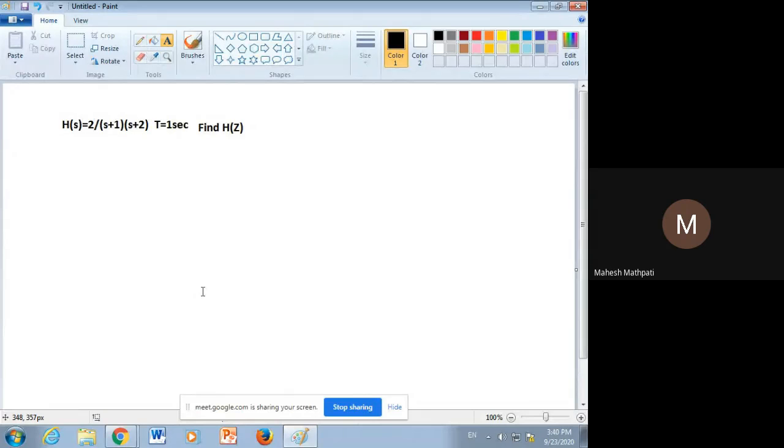So now we'll go directly to the third step. What is that third step? Select the sampling rate of the digital filter, call it T seconds per sample. That is also given, that is T equals to 1 second. The last step is substitute s equals to 2 by T into (1 minus z inverse) divided by (1 plus z inverse).